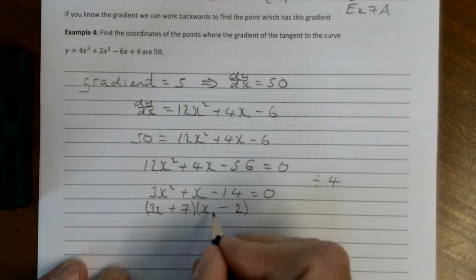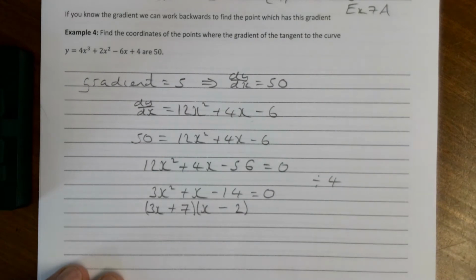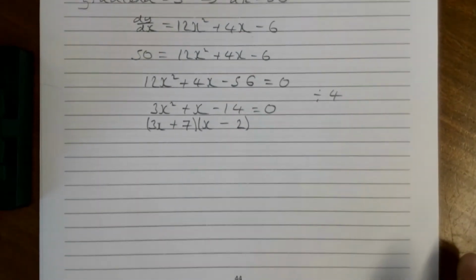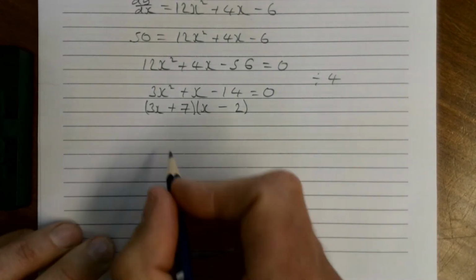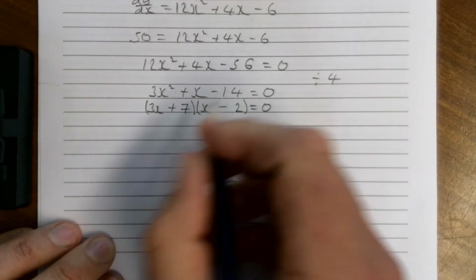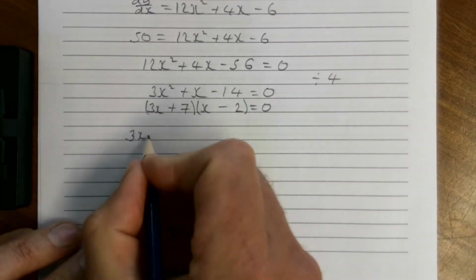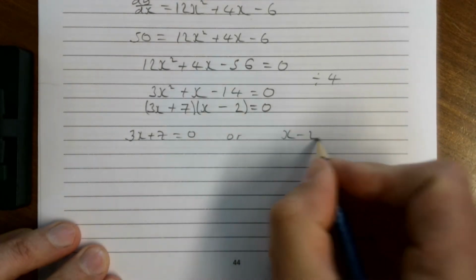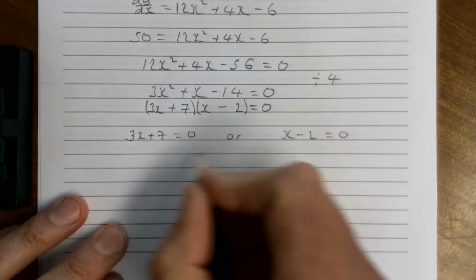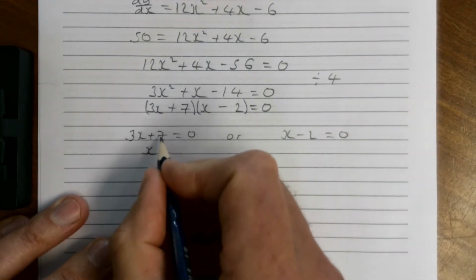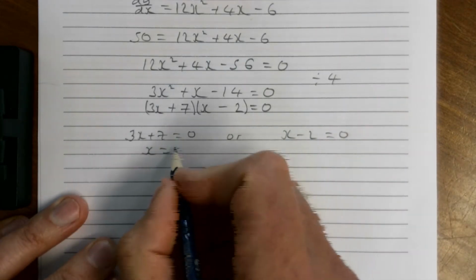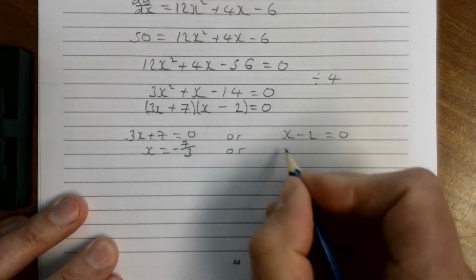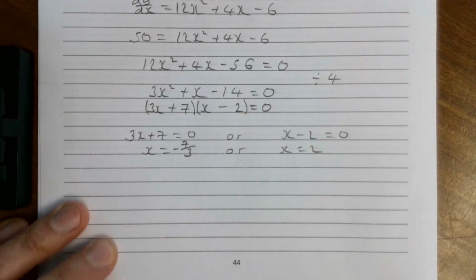If you want to split your middle term there and have an extra couple of lines of working out, that's 100% fine. Please don't let me put you off doing that. But that's our way of doing that, okay? And that equals 0. That means 3x plus 7 equals 0, or x minus 2 equals 0. That means x is, I would subtract 7 from both sides and then divide by 3, so it's minus 7 over 3, or x equals 2.